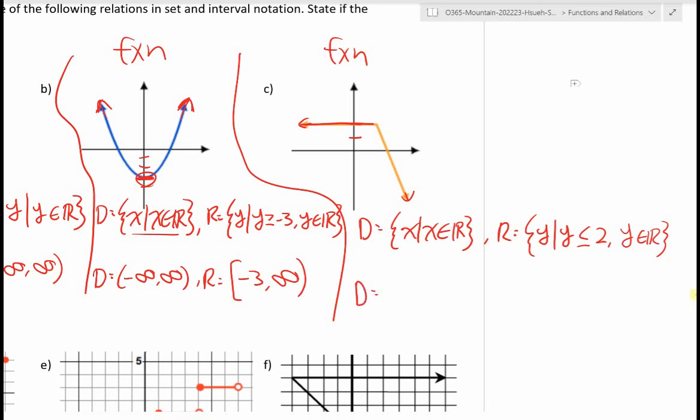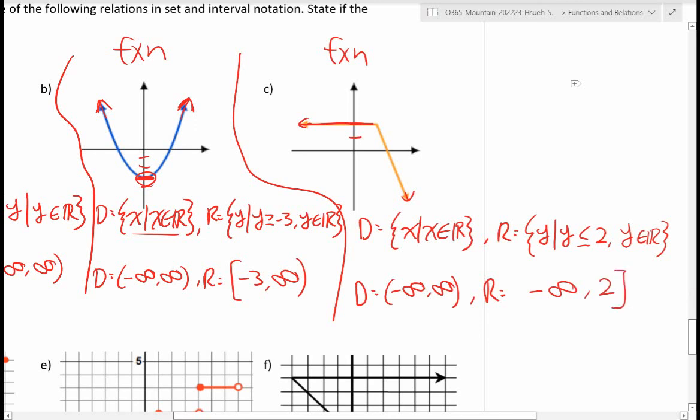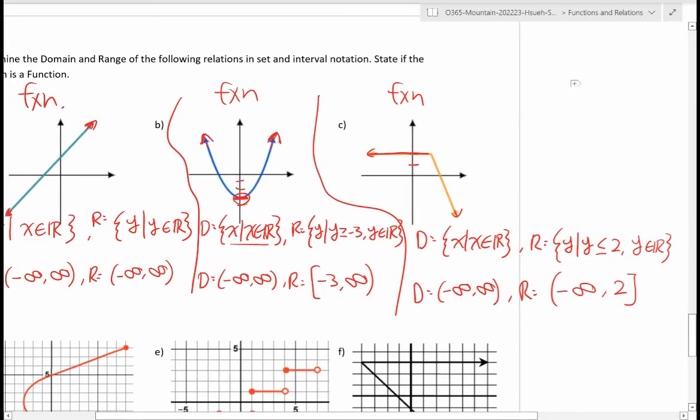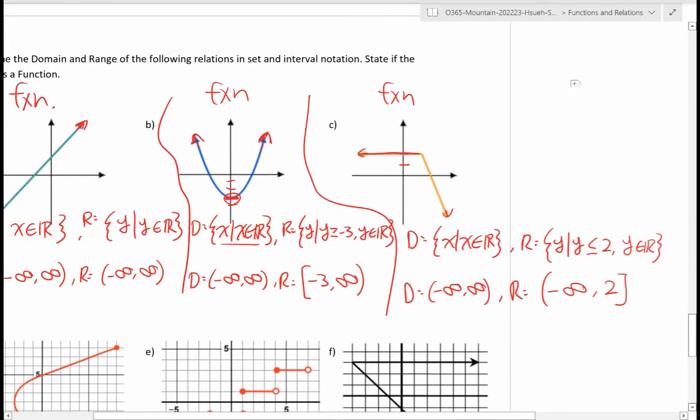Interval notation, same thing. The domain should be from -infinity to positive infinity. For range, we don't have a smallest y value, so that's -infinity. We do have a largest y value of +2. That should be included. Infinity will never be included. So these are the 3 examples I'm going to show you. There are 6 for you to try. Good luck.